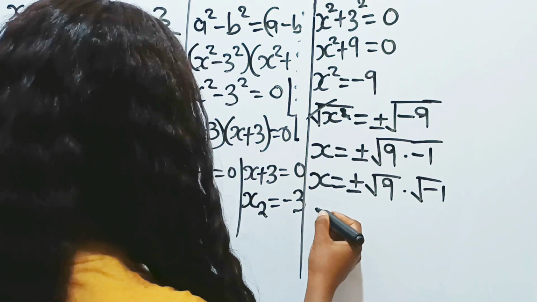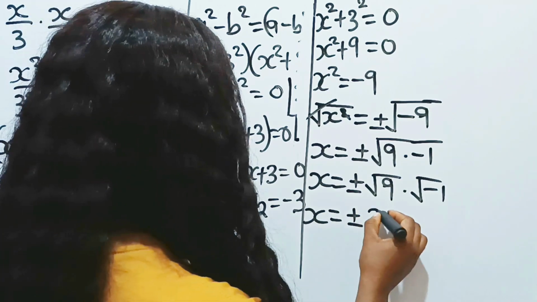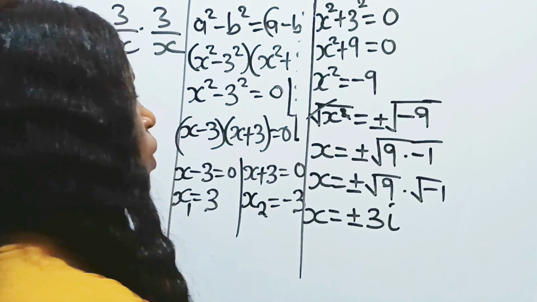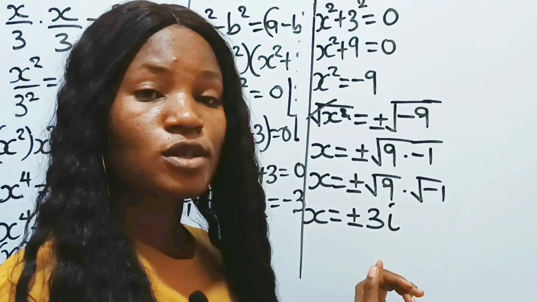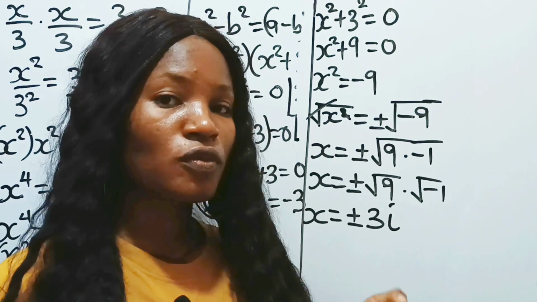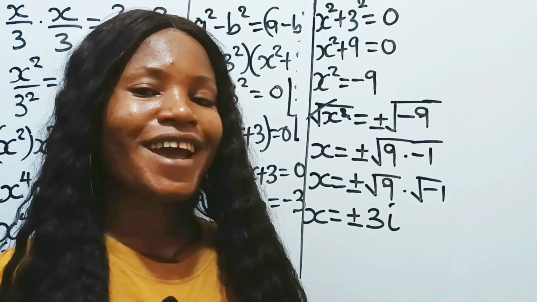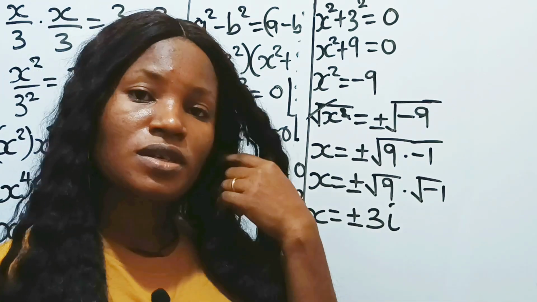So we can write that x is equal to plus or minus the square root of 9, which gives us 3, and the square root of minus 1 is i. So the third and the fourth values of x. Note, I'm going to substitute them into this equation to prove that they are right, especially the imaginary ones. So I would like you to stick to the end and see how I prove, using the imaginary values, that what we solved is correct.